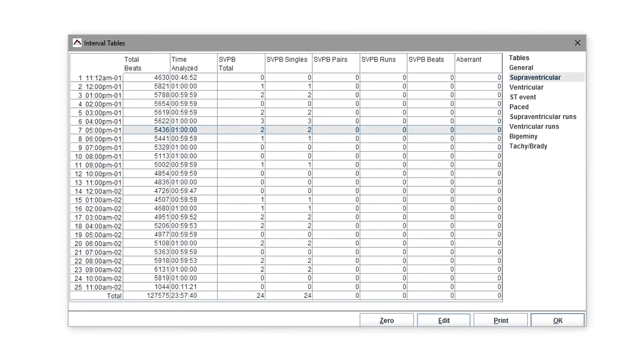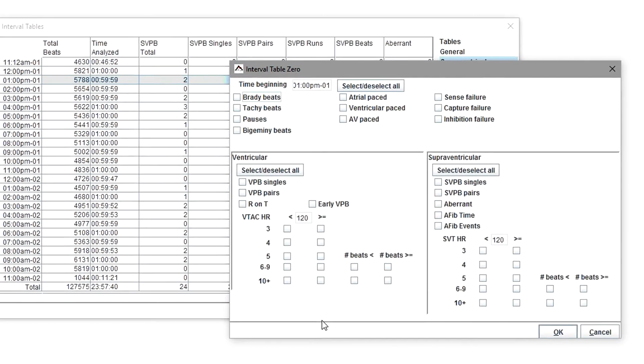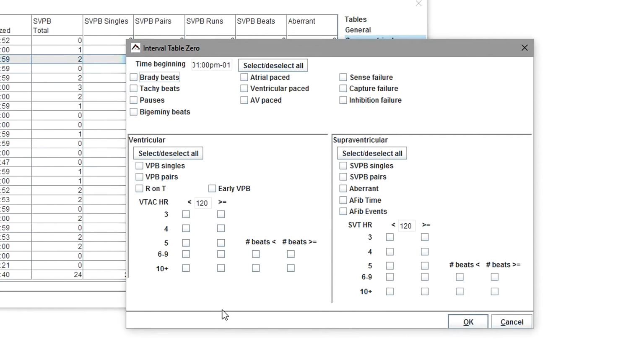To completely eliminate all information within an interval, use the 0 button, which opens the interval table 0 window. In that window, each data field has an associated checkbox that determines whether to include or exclude the data for the field in the tables. To exclude data for a particular field, click on the checkbox so that a checkmark appears, indicating that the field will contain a 0 in all interval tables. Click again to remove the checkmark. Click on as many data fields as you want zeroed out in the interval tables, then click OK to exit. Click Cancel to exit without saving any changes.